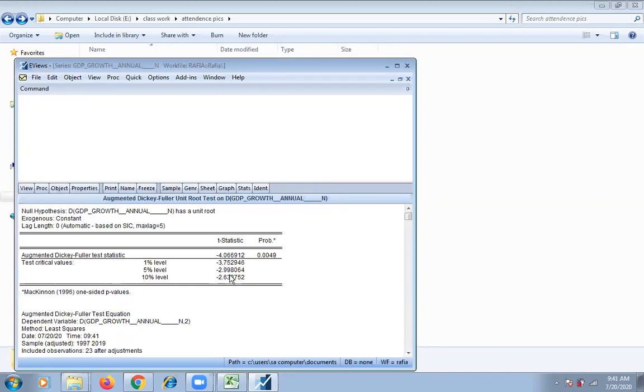Now it is stationary at all levels of significance because the t statistic value is greater than the tabulated value at any level of percentage, so we reject H naught. That is, there is no unit root problem in GDP at first difference. So GDP growth is stationary at first difference. That is D into GDP growth. Getting the point?